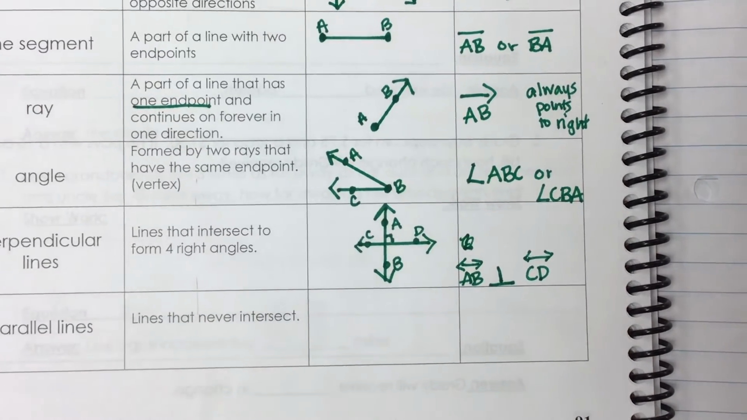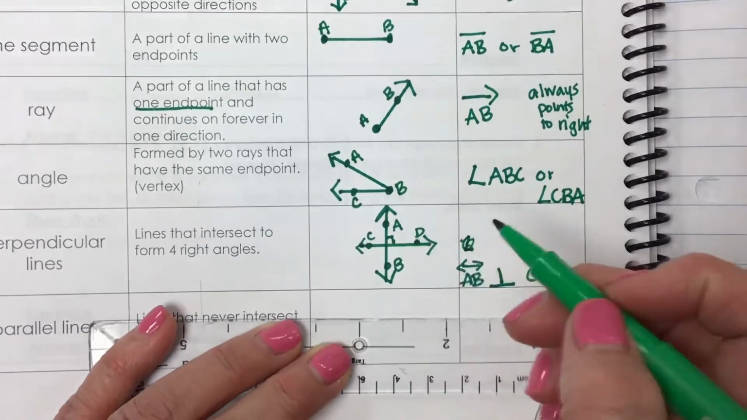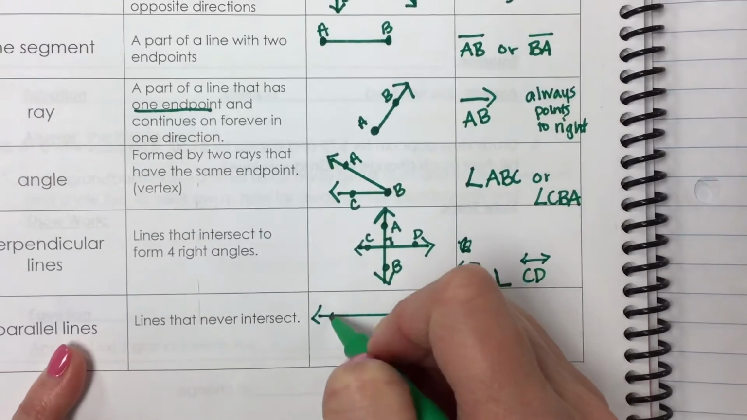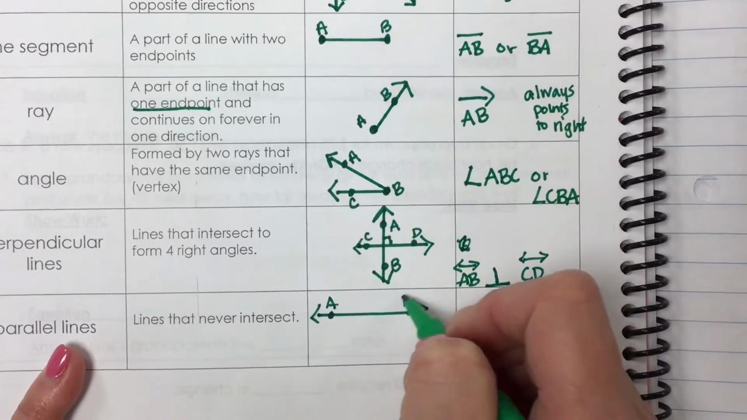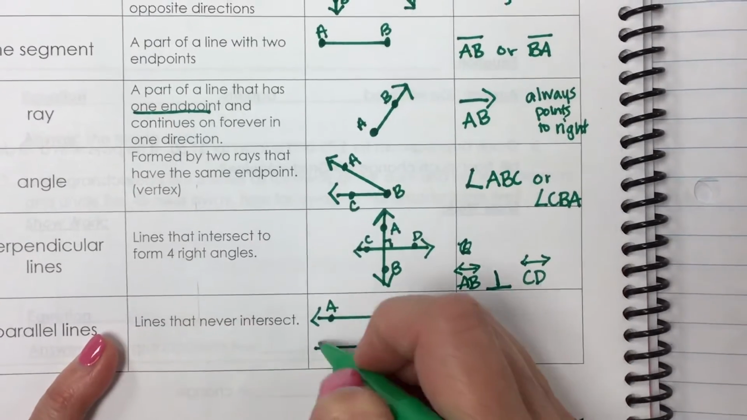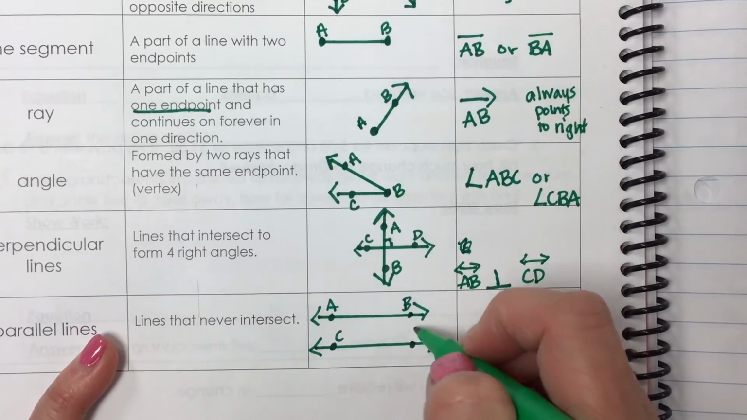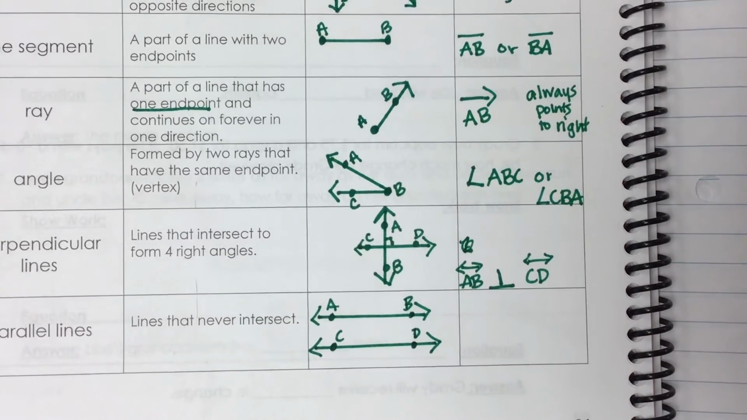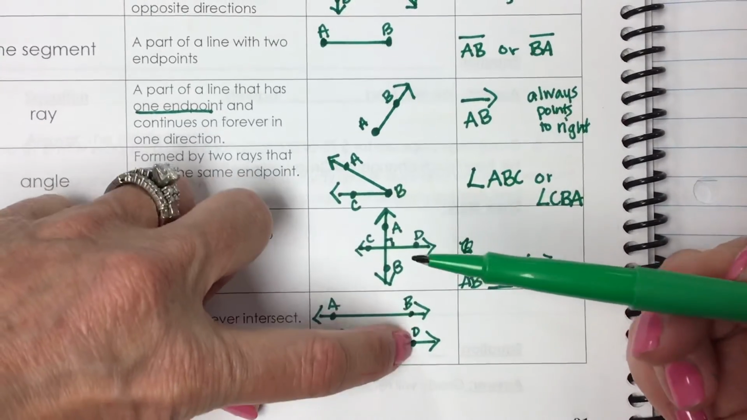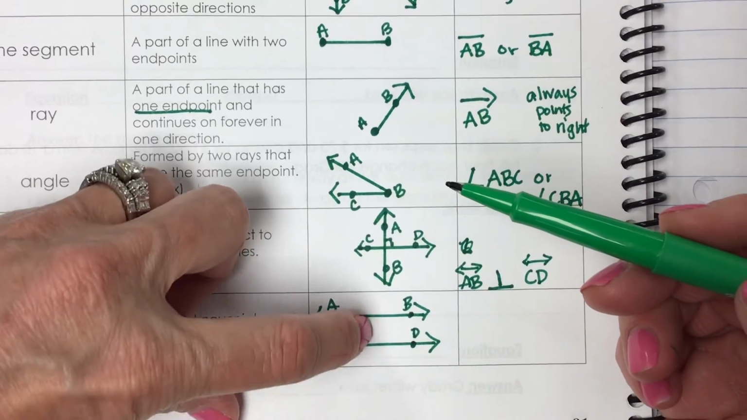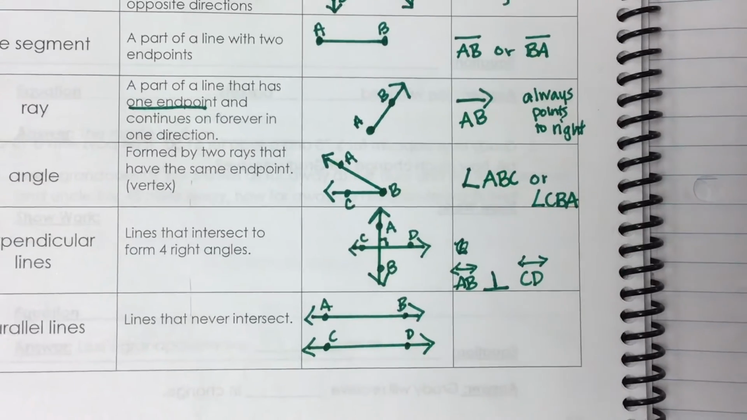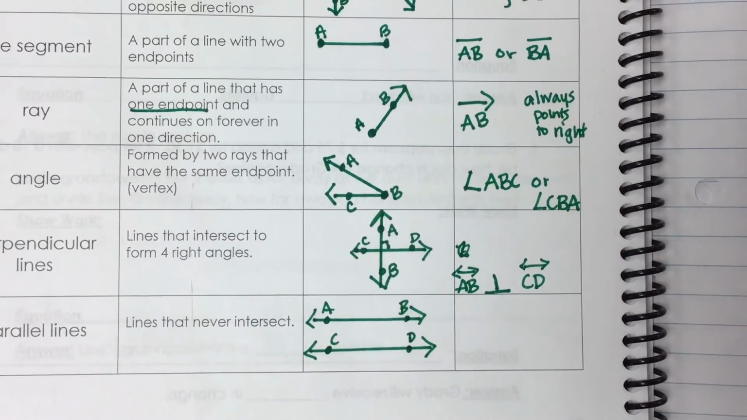And then parallel lines are lines that never intersect. So they look like this, and you go straight down. That's CD. Really what it means is they're the same distance apart from these 2 points and these 2 points and every point along the line. Remember, there's endless points along our line. We only have to label 2, but that doesn't mean there are only 2.